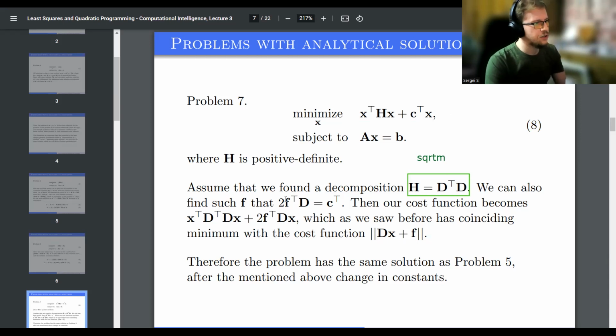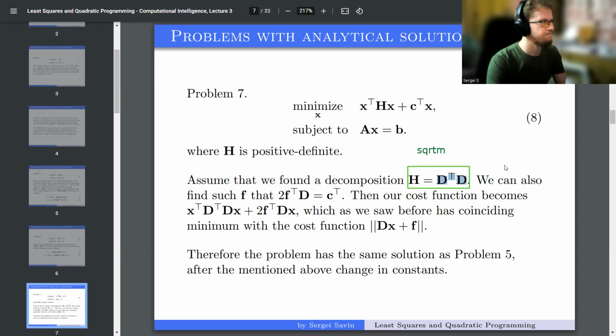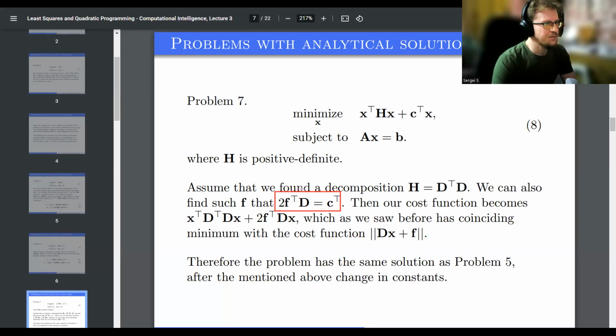Okay. Now, we can always replace H with D transpose times D. That is the whole point of what I was trying to say. Now we can also find such f that 2f times D is equal to c transpose. Where did this come from? Well, it is useful, so you would see it in a second. But can we test if it is true? Is it true? Can we always find such f that 2f times D is equal to c transpose?